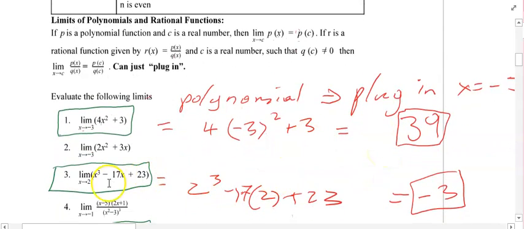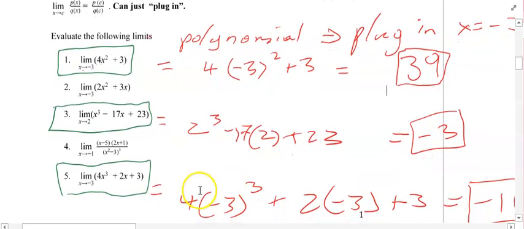Another example, the limit as x approaches 2 of x cubed minus 17x plus 23. Again, we can just plug in our 2 wherever we see x, so that will be 2 cubed minus 17 times 2 plus 23. The answer is negative 3. And so we are done.